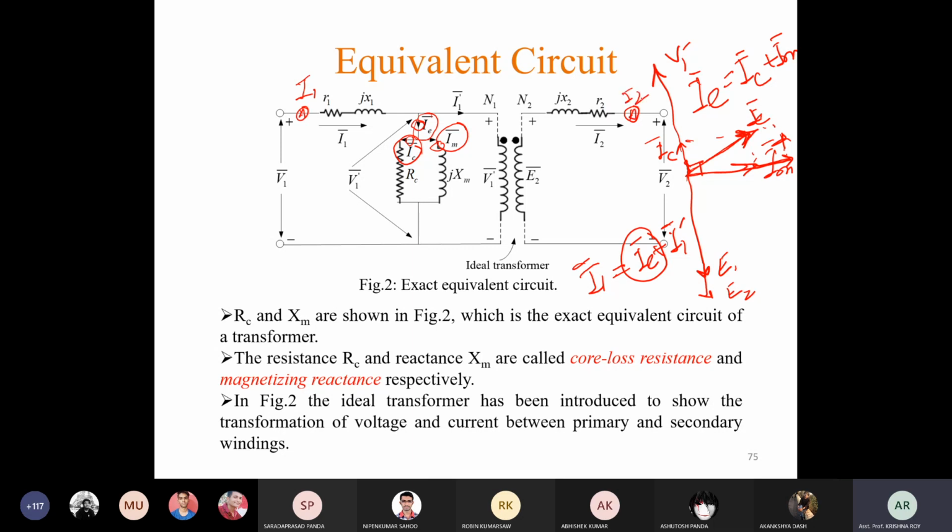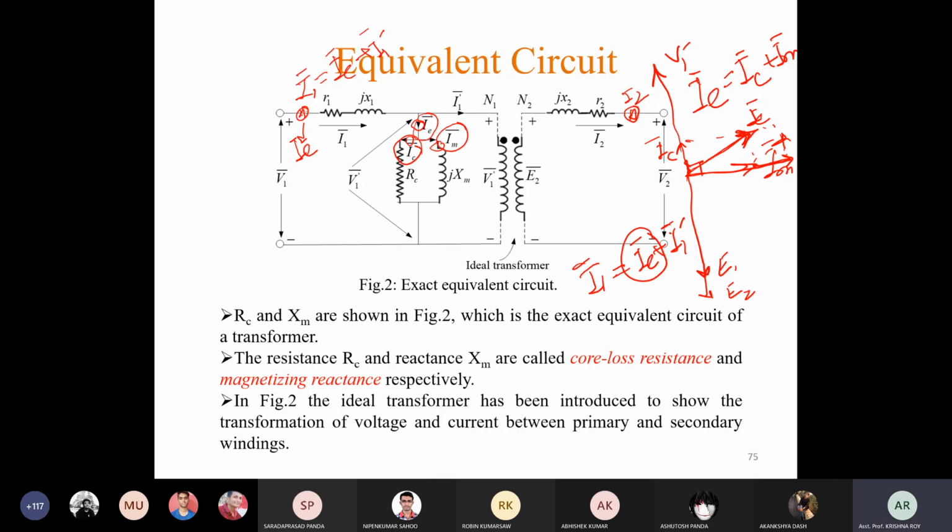When there is no load connected, this ammeter will read only the exciting component of primary current, that is IE only, and this I2 will be 0 because there is no load connected, open circuit, so this ammeter will read 0 current. Only IE. And when some load is connected, this ammeter will read I1, which is equal to IE plus I1 dash.